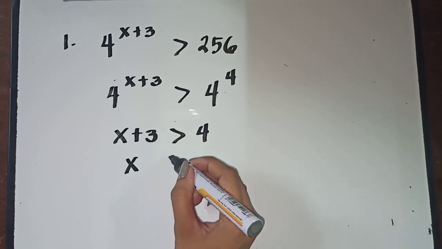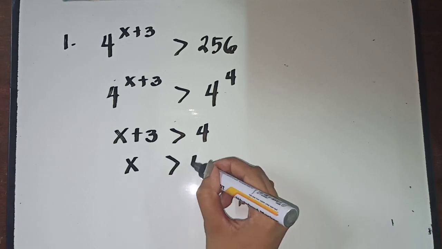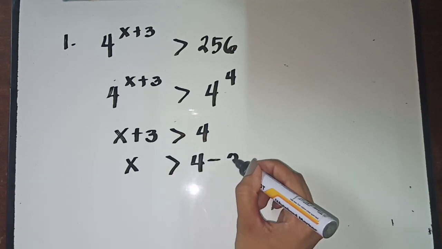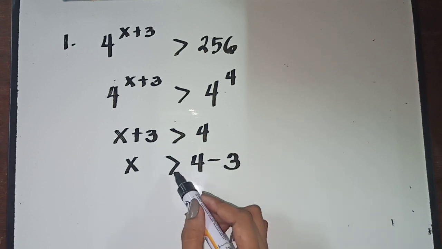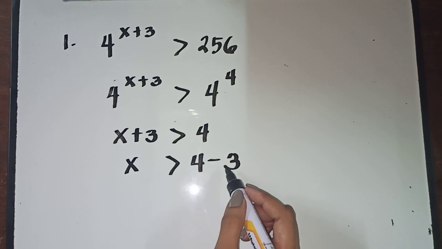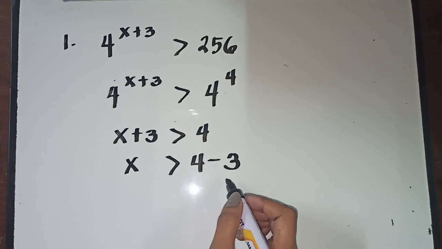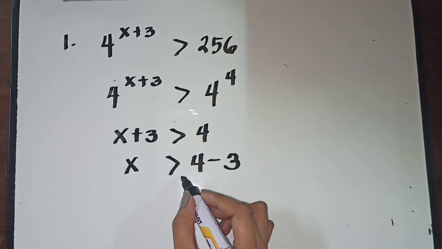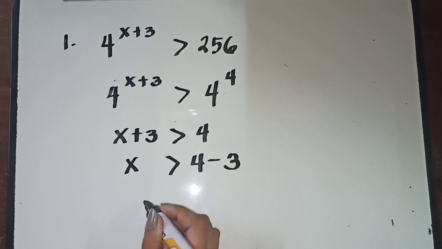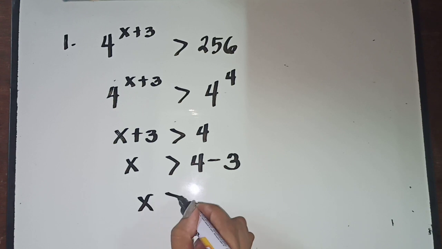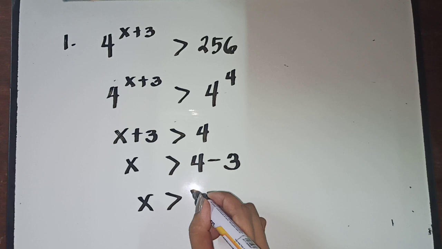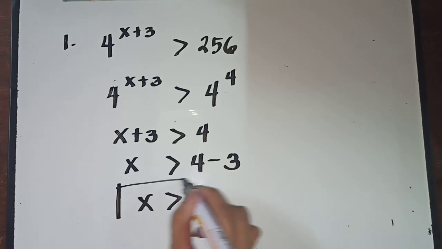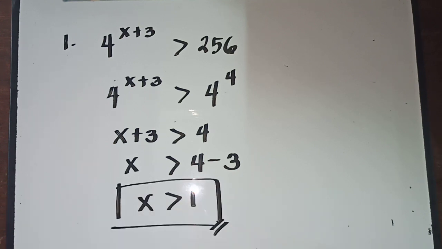Lipat sa kabila. So, we have 4 minus 3. Nag-subtract lang ako, kaya yung inequality ko ay hindi nagbago. Again, yung rule natin, kapag nag-subtract ka or nag-add ka ng real number, yung inequality mo ay hindi magbabago. Okay, so that is x is greater than 4 minus 3 is equal to 1. So, this is the value of your x.